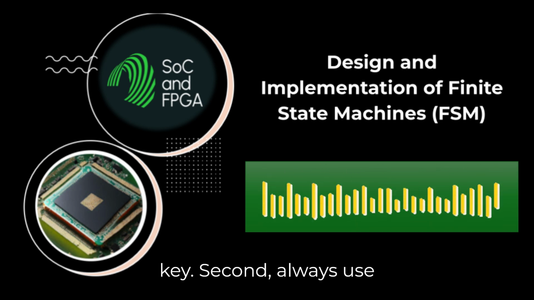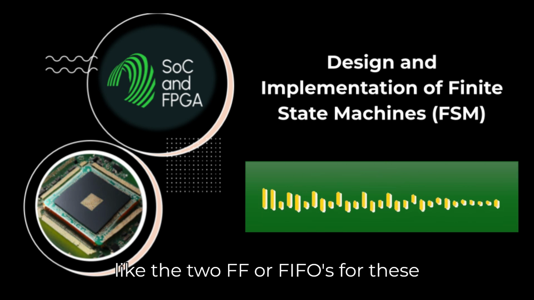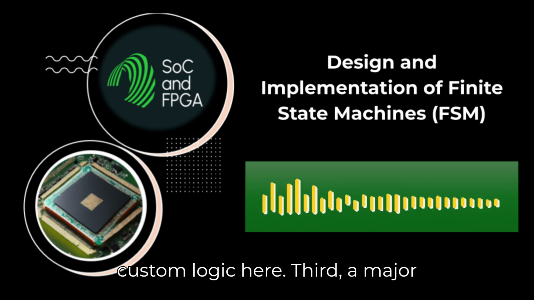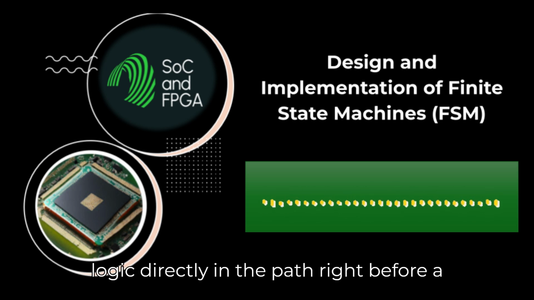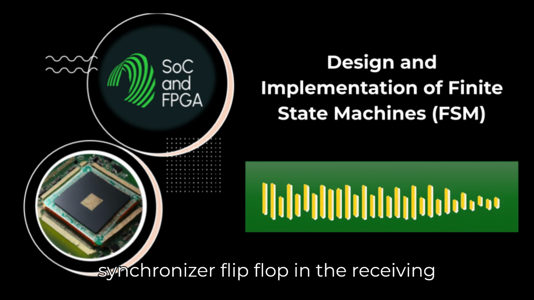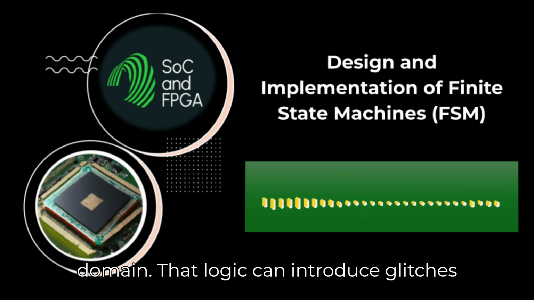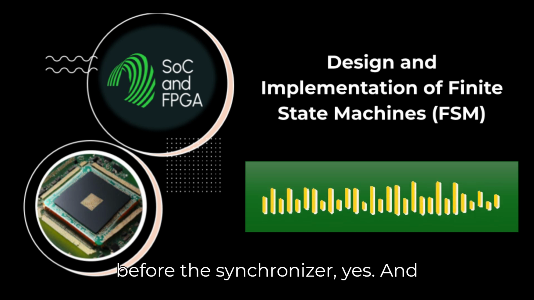Second, always use dedicated, proven synchronizer circuits, like the 2FF or FIFOs for these paths. Don't try to get clever with custom logic here. Third, a major no-no. Avoid placing any combinational logic directly in the path right before a synchronizer flip-flop in the receiving domain. That logic can introduce glitches which completely undermine the synchronizer. Okay, keep it clean right before the synchronizer.